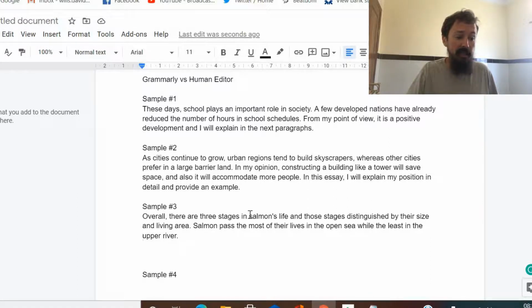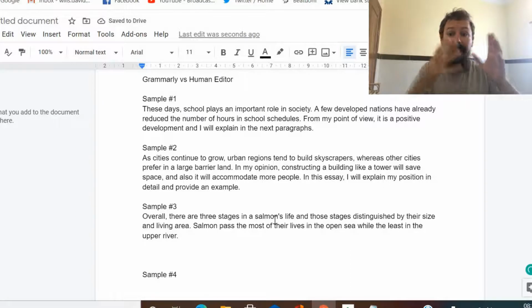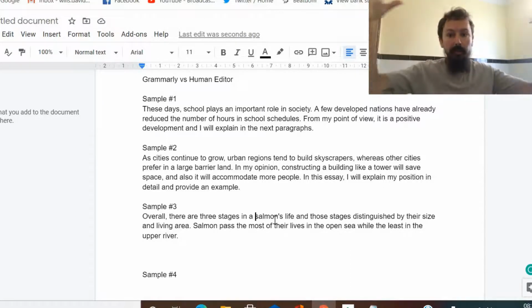Overall, there are 3 stages in salmon's life. So we cannot use this noun just by itself. We would probably say a salmon's life, because this means any one out of all of the billions of salmon in the world. So we can say 3 stages in a salmon's life. Yeah, that works well. Maybe a slightly better way to say this would be in the life of a salmon, because then we're putting the focus on the life rather than one particular salmon. But that would be moving from, you know, a good description to an excellent description. It's a small change.